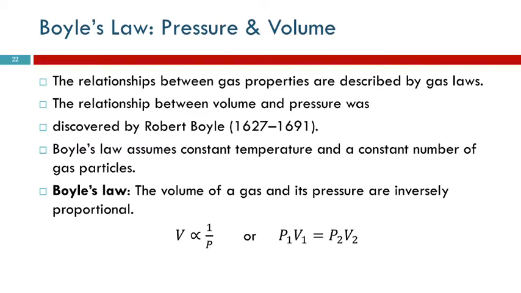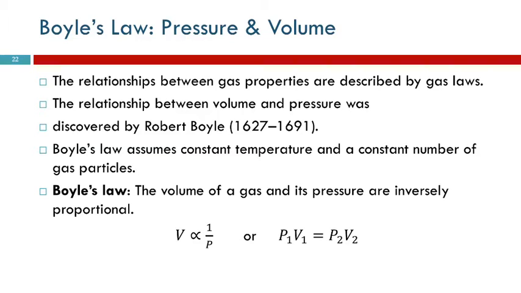The relationships between different gas properties are described by gas laws. Gas laws tell what happens, they don't explain why. Kinetic molecular gas theory explains why. These just say what happens. So the relationship between pressure and volume was discovered by Robert Boyle back in the 1600s. They were doing experiments with gases long before we had electricity or anything fancy like computers.